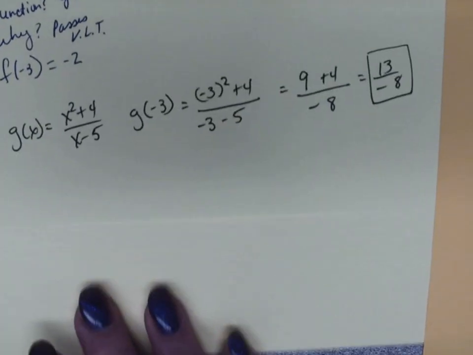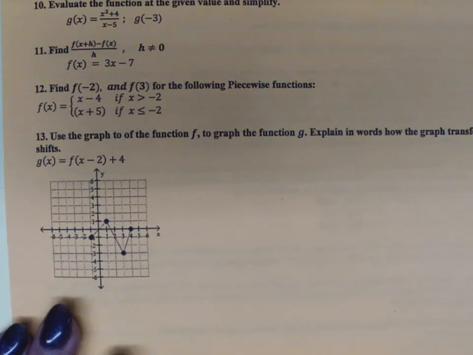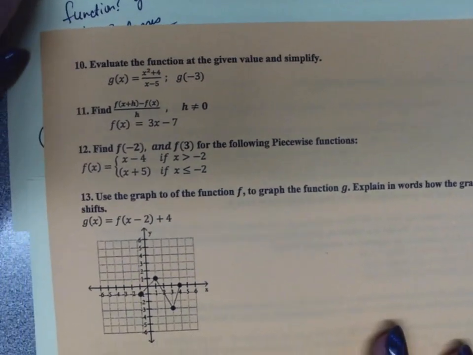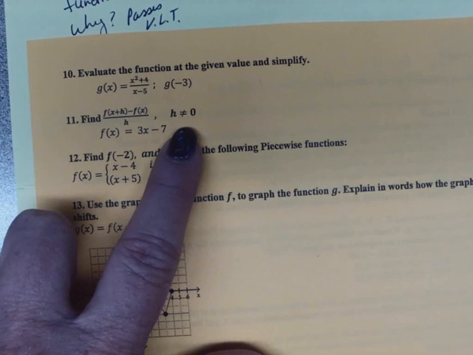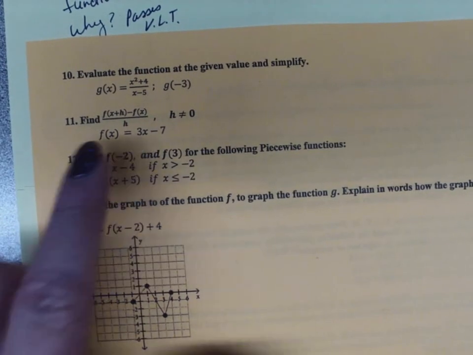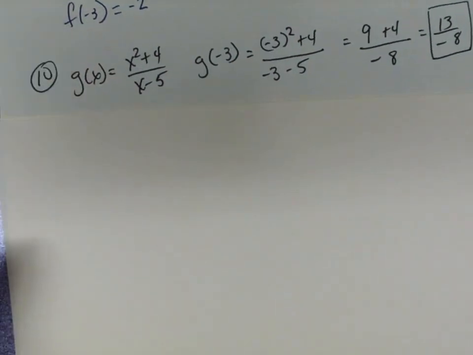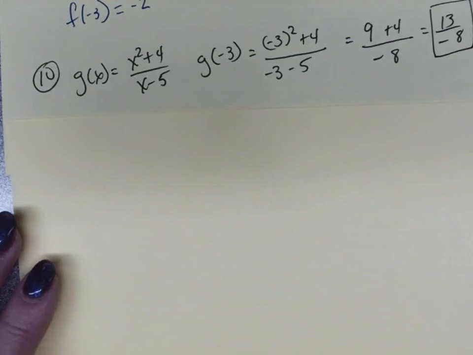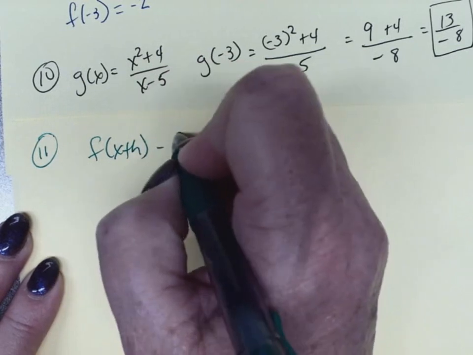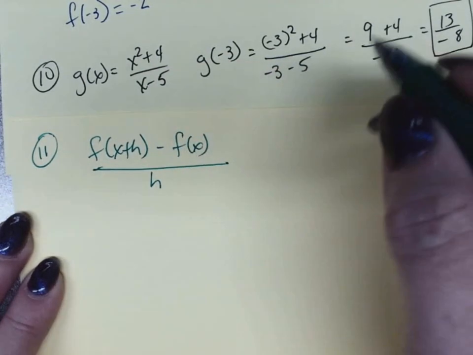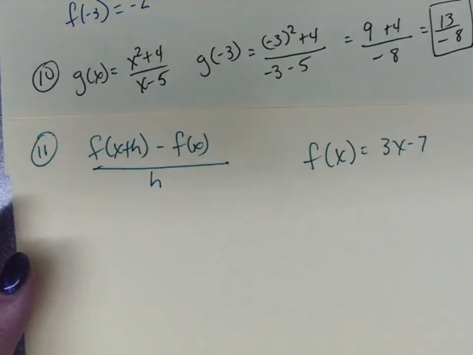All right, let's go on to number 11. So for number 11, we are going to find f of x plus h minus f of x, over h. h cannot be equal to 0. And we're looking at f of x equals 3x minus 7. All right, so we are looking at f of x plus h minus f of x all over h, and our function is f of x equal to 3x minus 7.